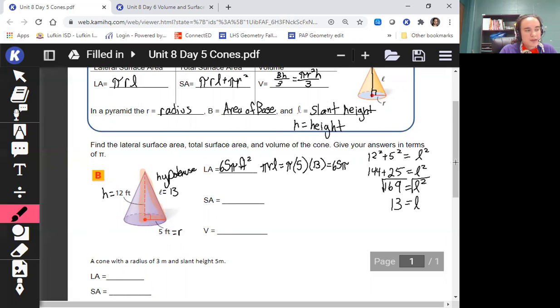Formula for total surface area, pi r l plus pi r squared. So we've got pi times our radius of 5 times our slant height of 13 plus pi 5 squared. And that gets us 90 pi feet squared.